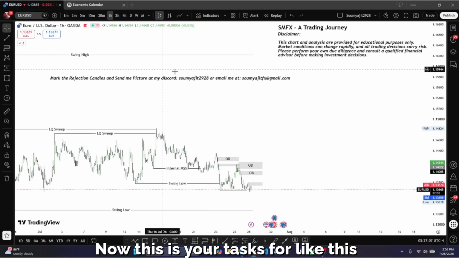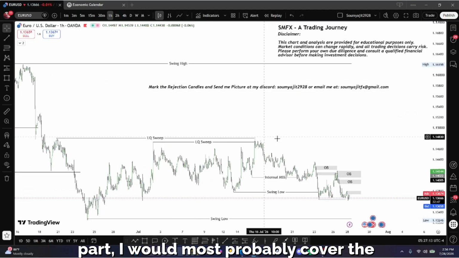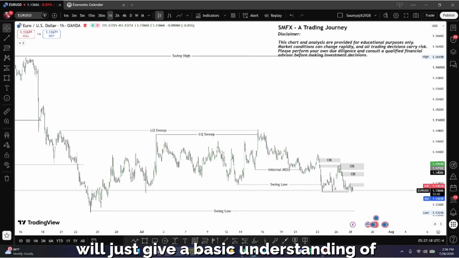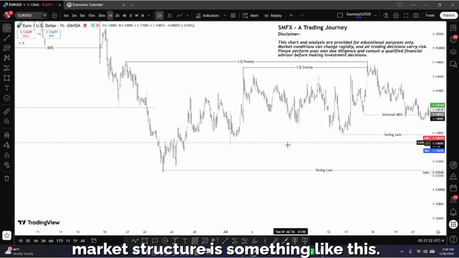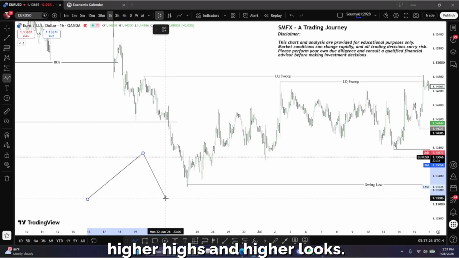Now this is your task for this particular video. And in the next part, I would most probably cover the market structure in detail. For now, I will just give a basic understanding of how it can look. Generally, market structure is something like this. When the market is going up, it makes higher highs and higher lows.